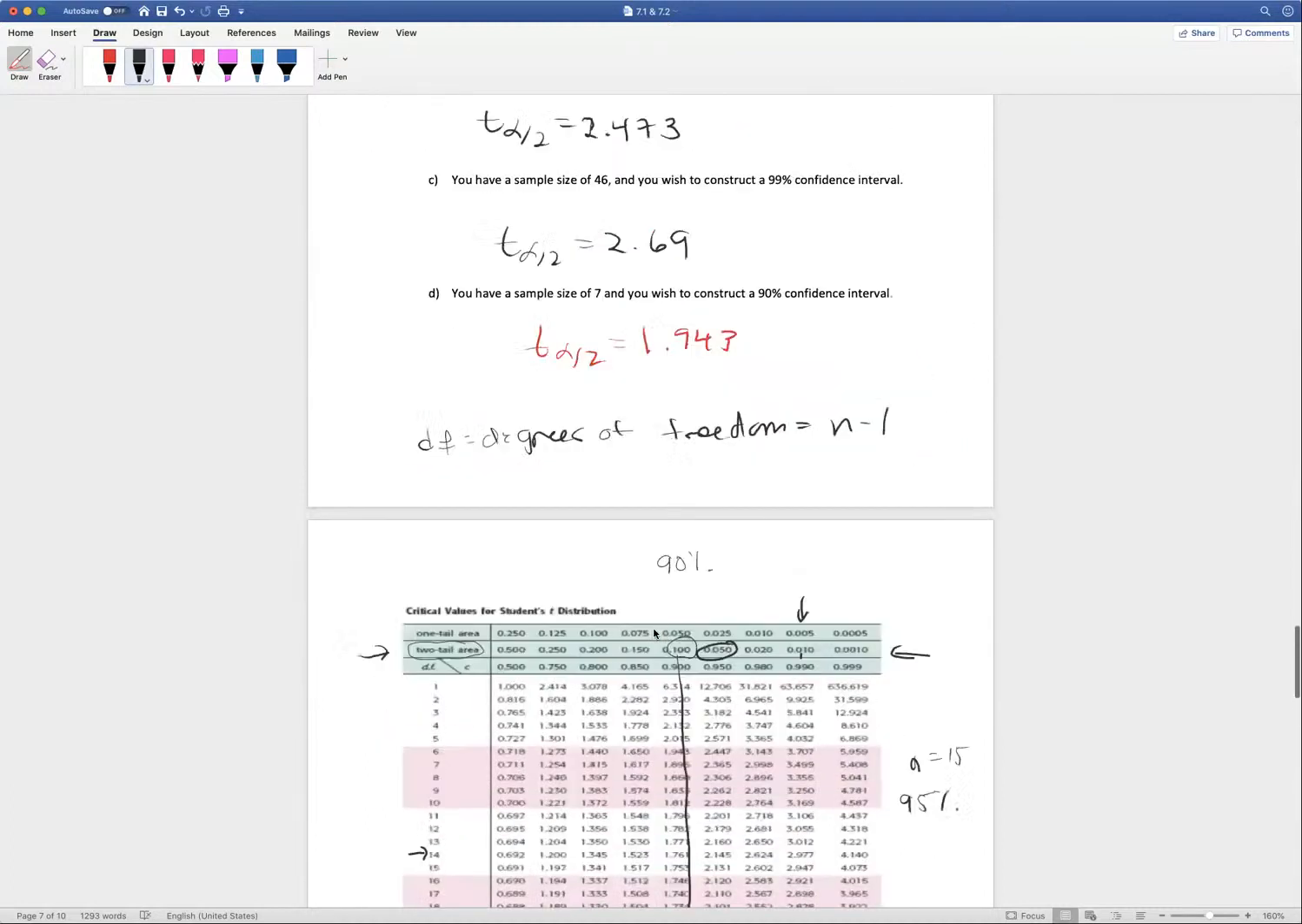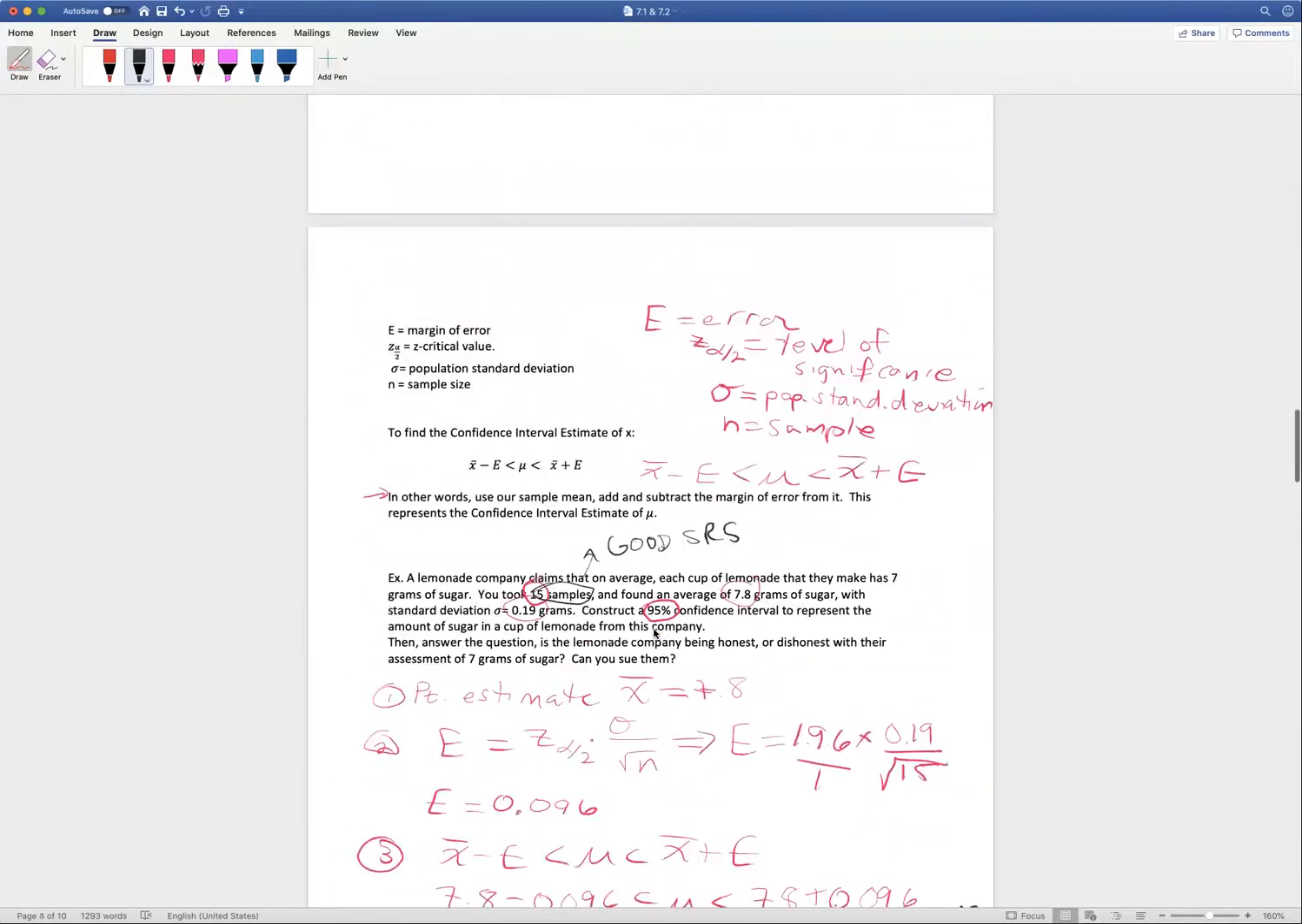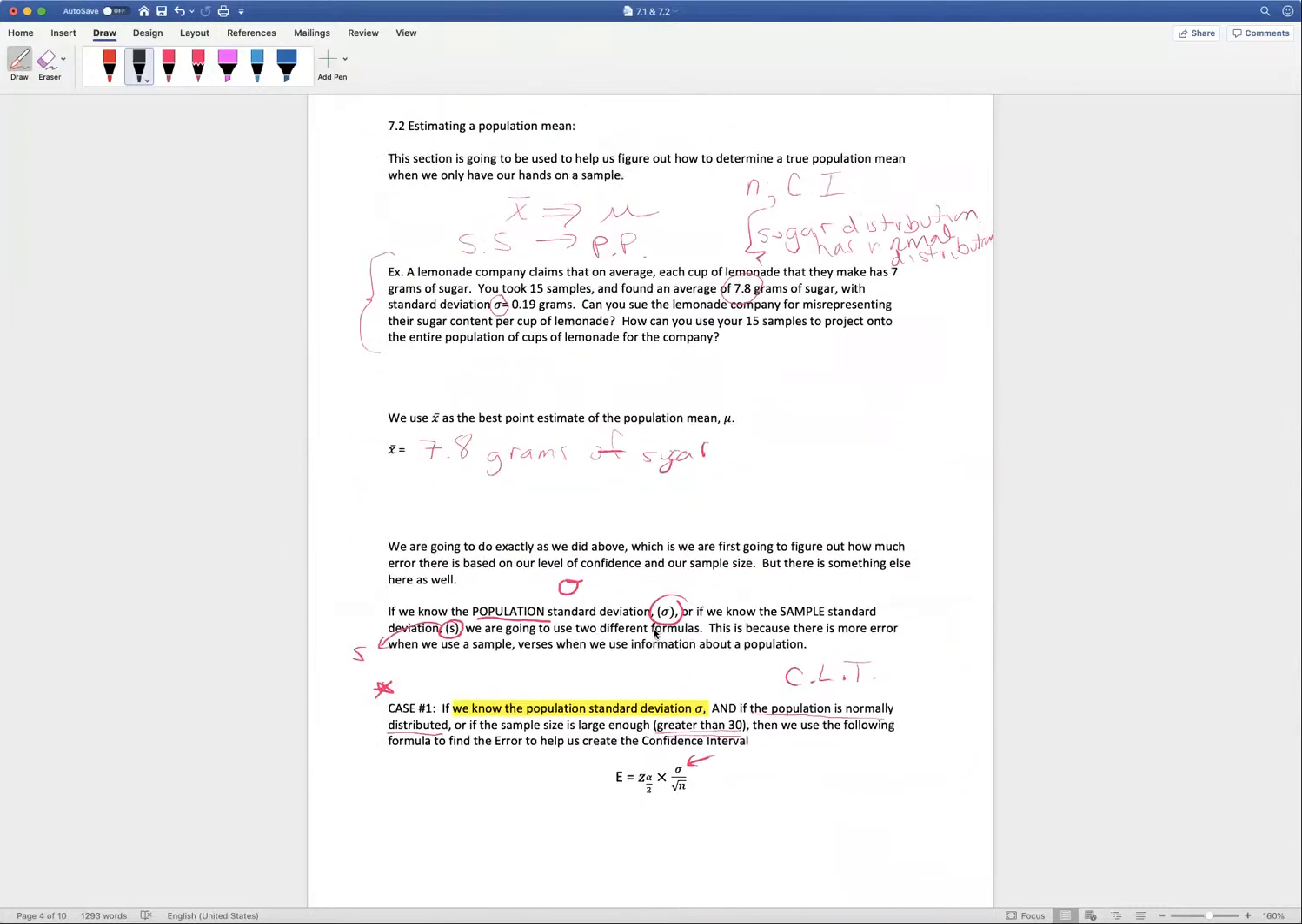What I really want to make sure is that you understand when we use which formula. Keep in mind that we use the formula E is equal to Z alpha over 2 times sigma over the square root of N when we know sigma. And when we don't know sigma, which means that you do know S, then we're going to use the formula E is equal to T alpha over 2 times S over the square root of N. So we use student's T when we know the sample standard deviation, and we use a regular Z chart when we know the population standard deviation.